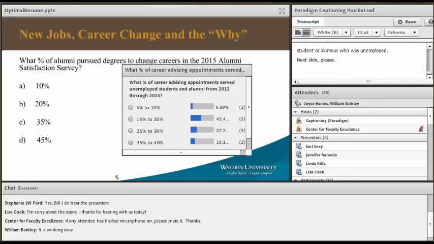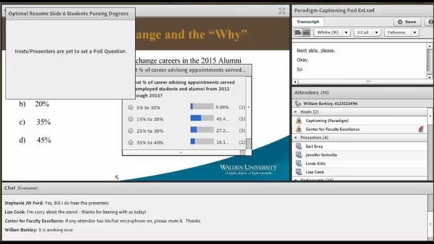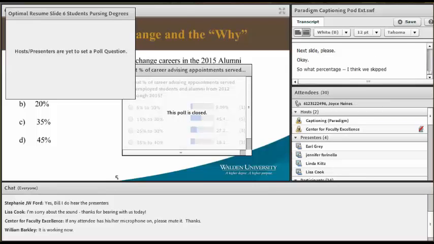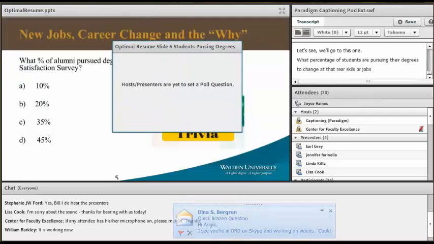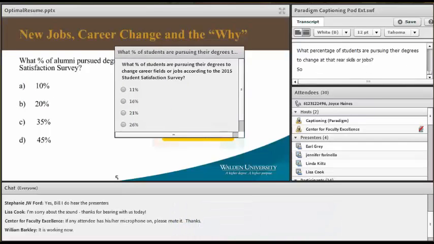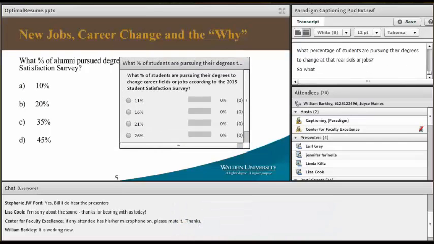Okay, so what percentage, I think we skipped a slide possibly, but here, we'll go to this one. What percentage of students are pursuing their degrees to change career fields or jobs? So who are looking to make pretty big changes as far as careers or jobs? If you can go ahead and put your answer in.